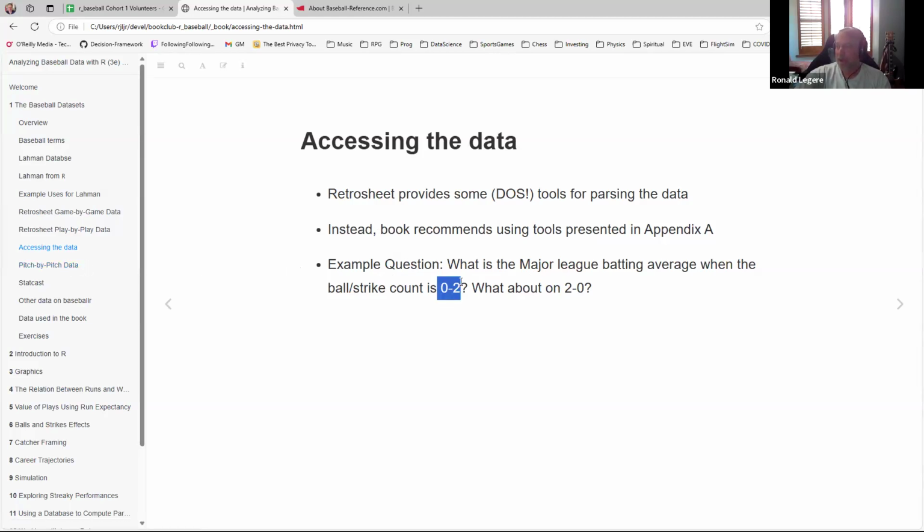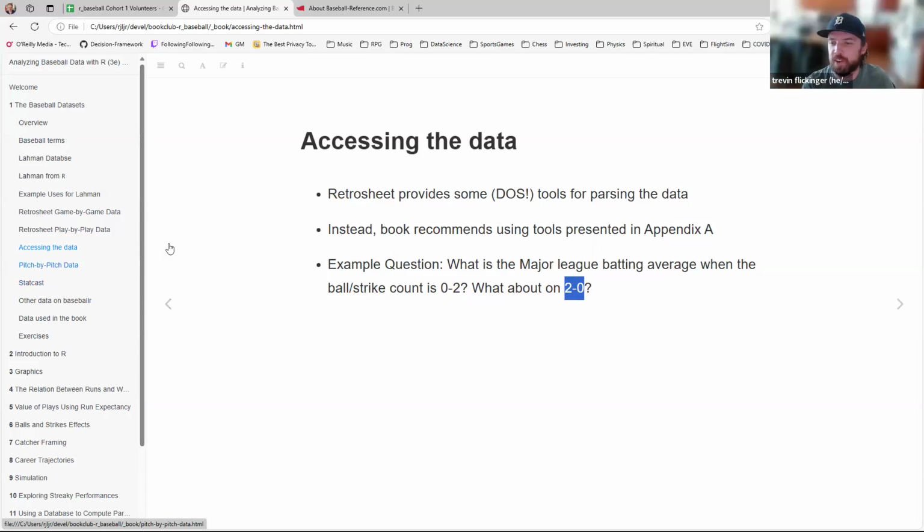Because in this case the batter's behind, so the pitcher's got more options. Whereas in this case, the pitcher's behind, so the pitcher's got fewer options, and the batter might have more confidence. I think that's right, Trevin? Mike, get that the right way around this time. Well, it sounded right. Okay. But these are the kinds of things you can put some numbers behind with the data, which is cool.